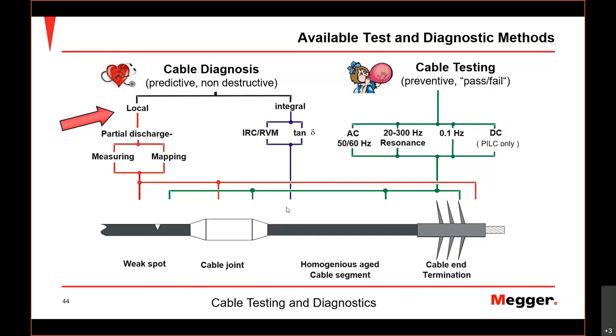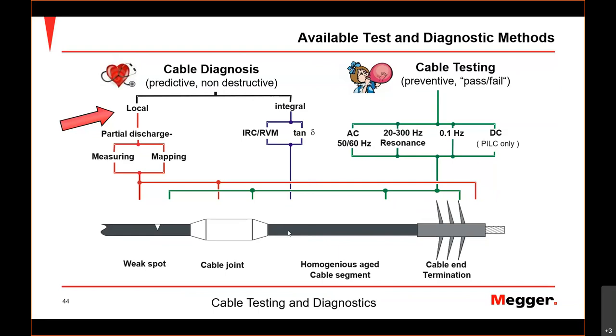Tan delta is checking the cable material. It is not giving you any information about terminations, joints, or weak spots of the cable. It is looking at the aging process of the entire overall cable insulation, the main insulation. I'm not talking about the jacket, that's a different topic, but the main insulation, the most important part for us.